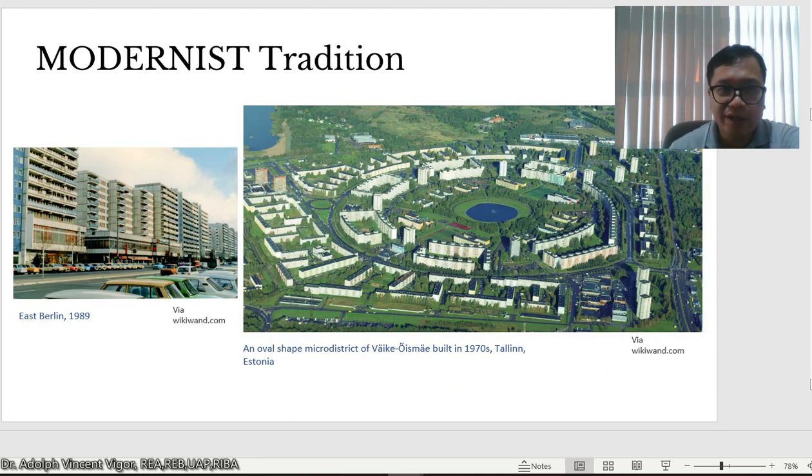So here is East Berlin. So it's an oval-shaped micro-district of, I cannot read this. This is in German, built in the 1970s in Tallinn, Estonia. So this is in Estonia. I don't know what language this is. It's hard to read. And this is East Berlin.